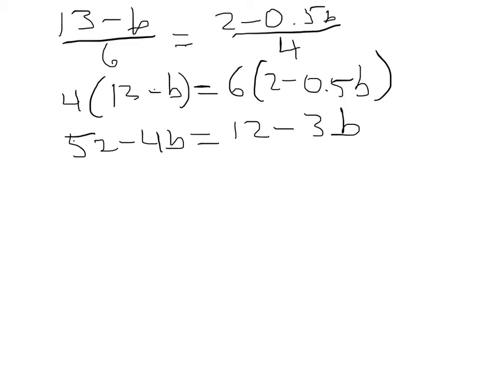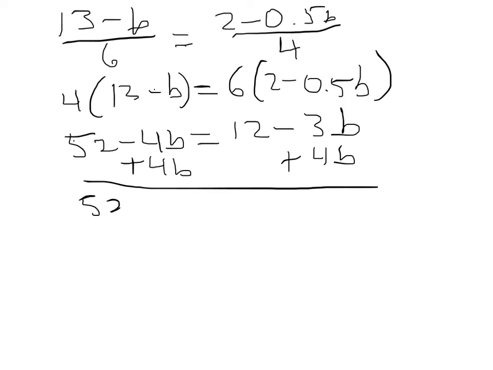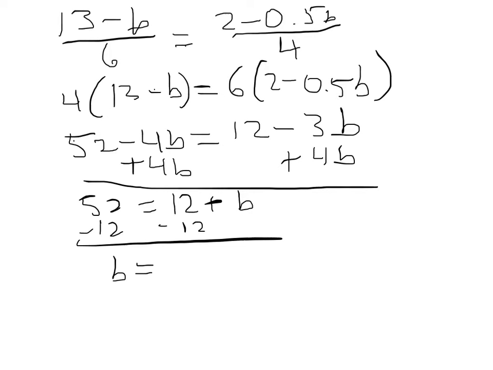And now we can just use our properties of algebra. That is, add 4b to both sides. And that gives us 52 equals 12 plus 1b, or just b. Subtract 12 from both sides, and we get b equals 40.